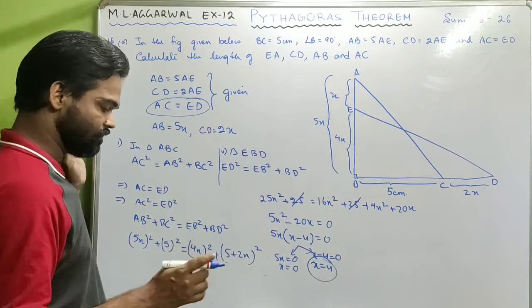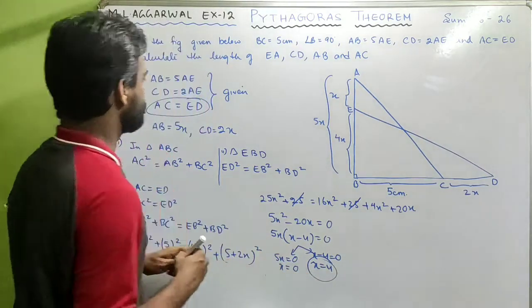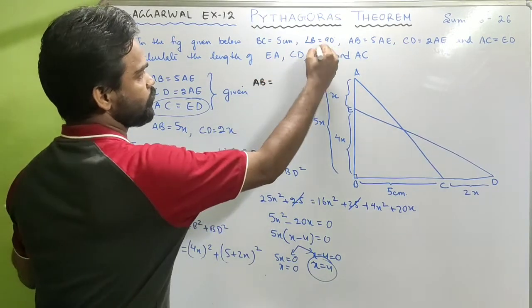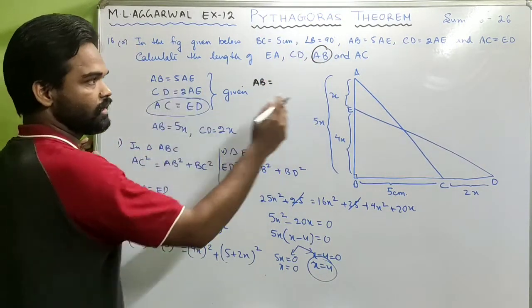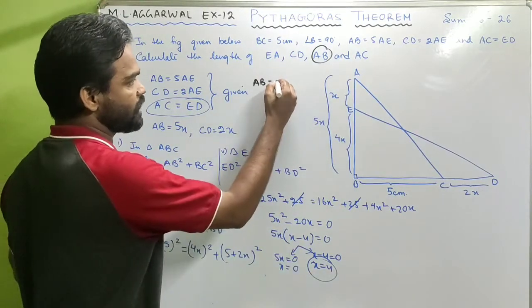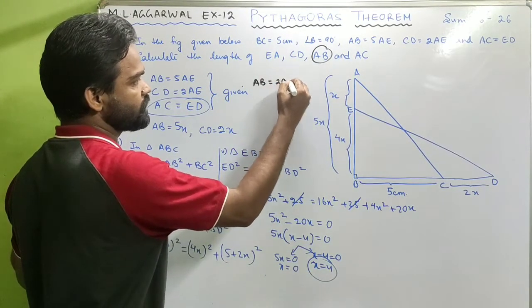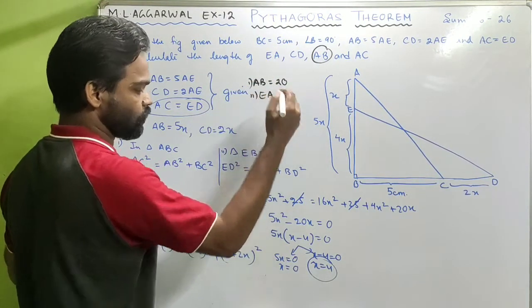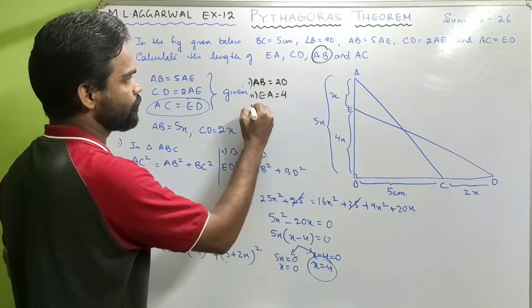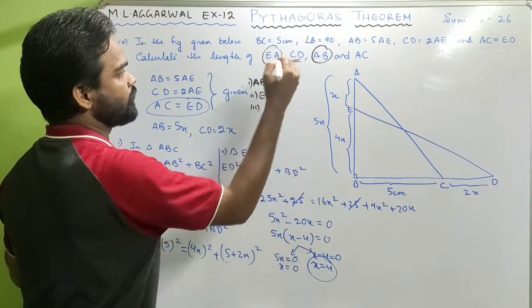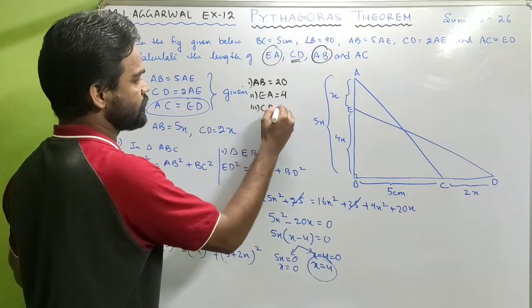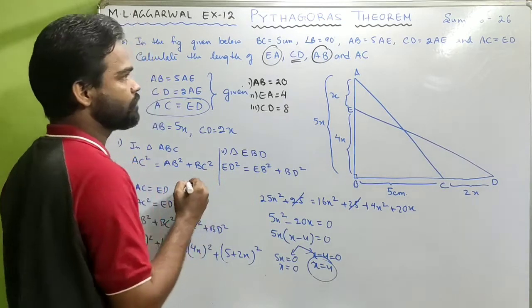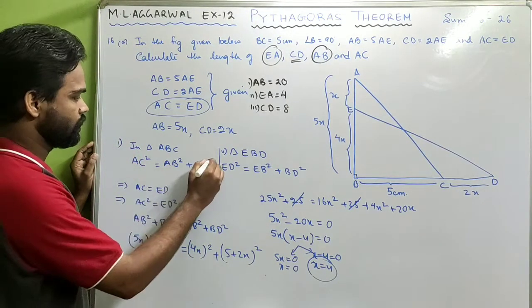Now once you get the value of x, they're told to find AB, 5 times AE. AE was x, so 5 times x will be 5 fours are 20. Done. EA, we got it, that was x only, that is 4. This is also done. Then CD is twice of AE, which means 2 times this, which is 8, and AC they want. We'll solve this.